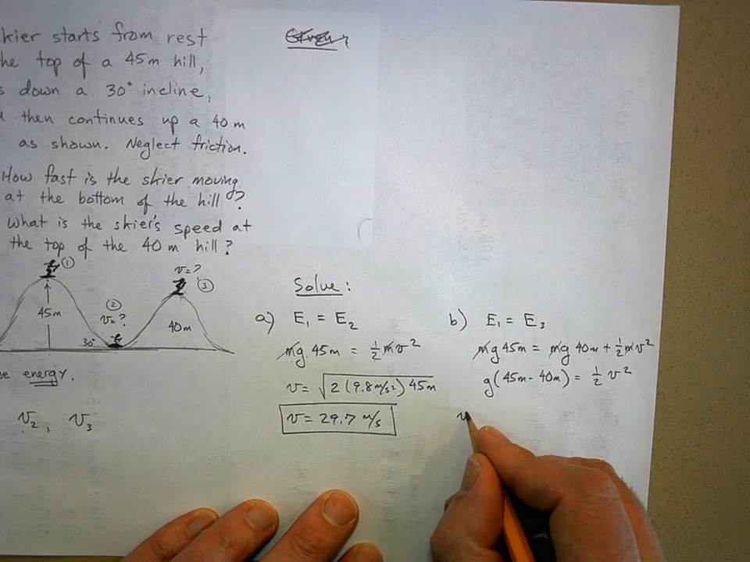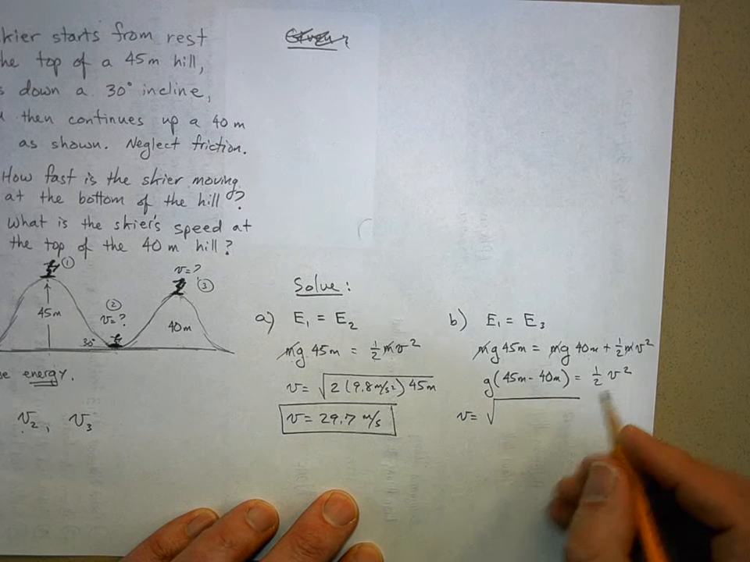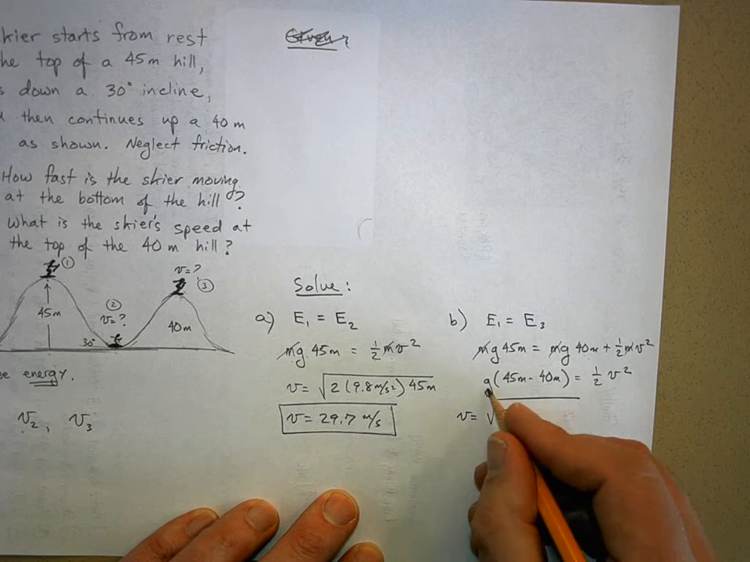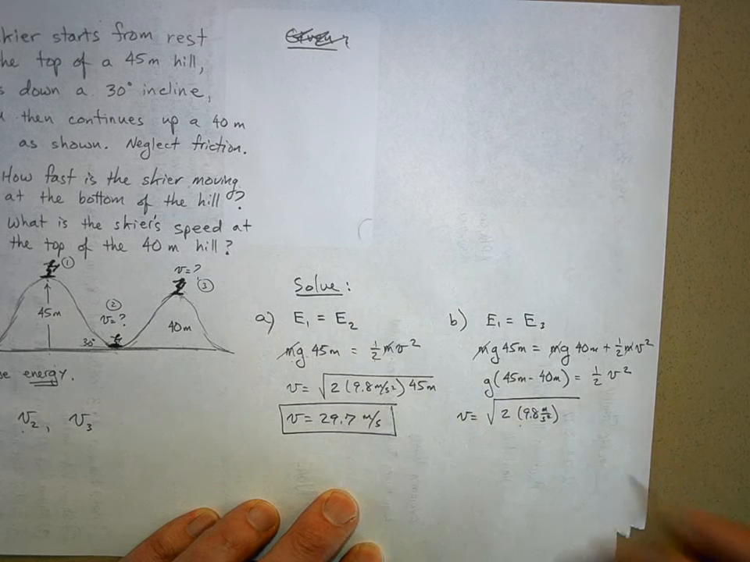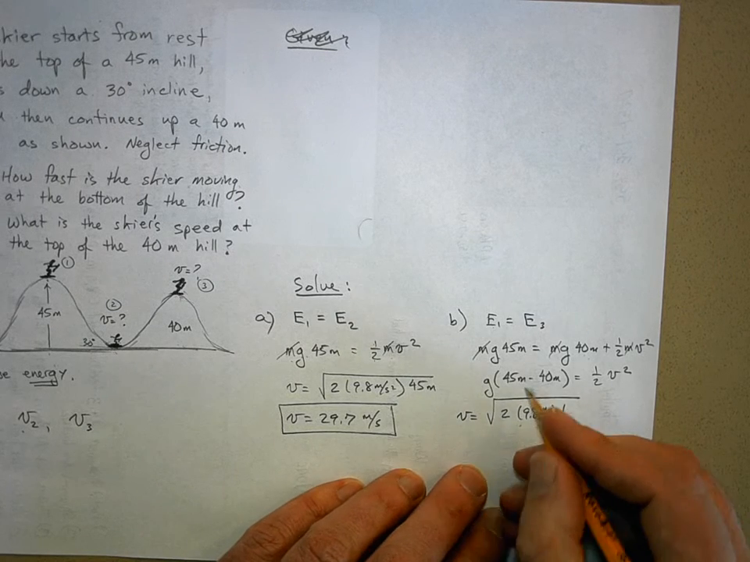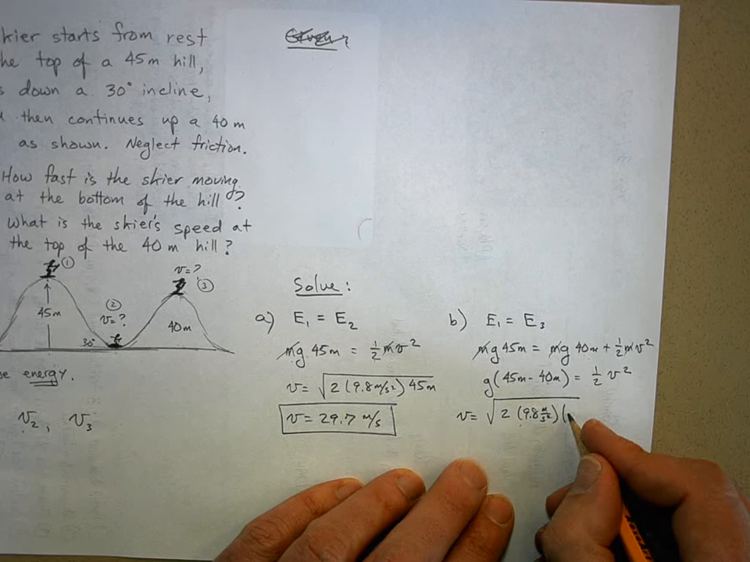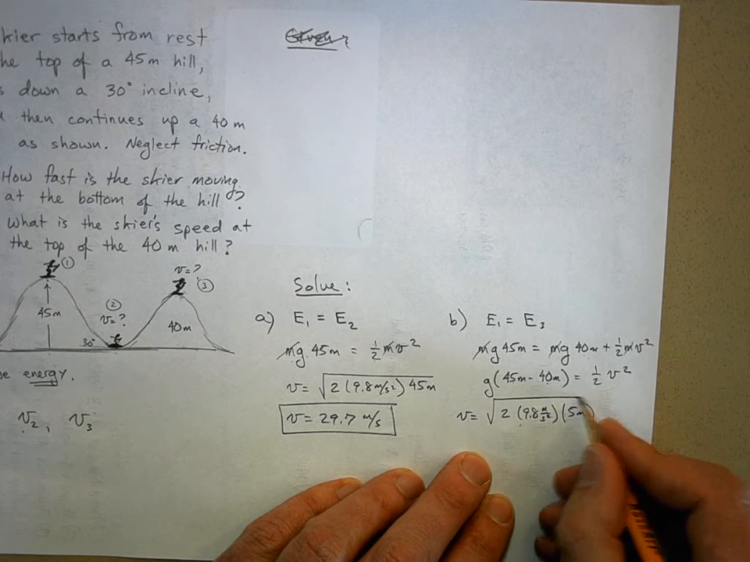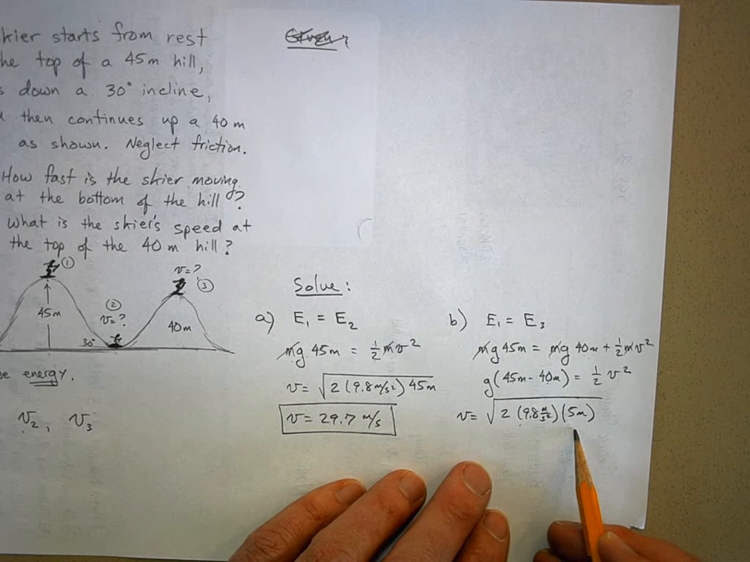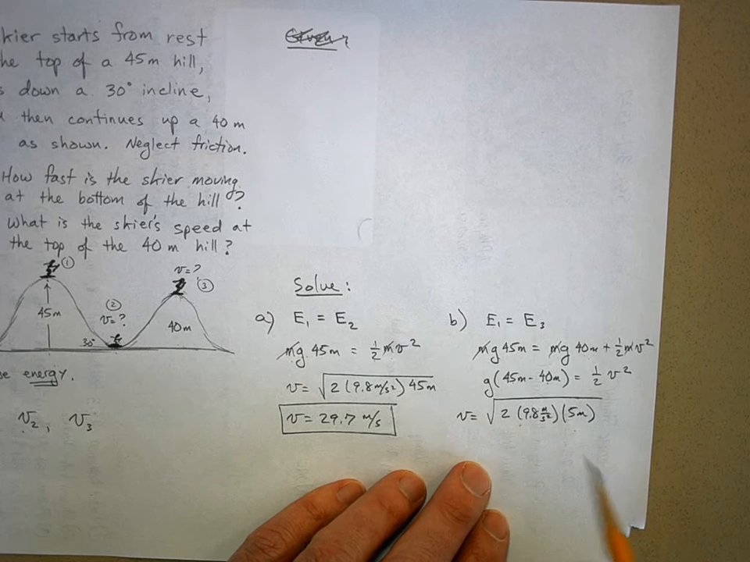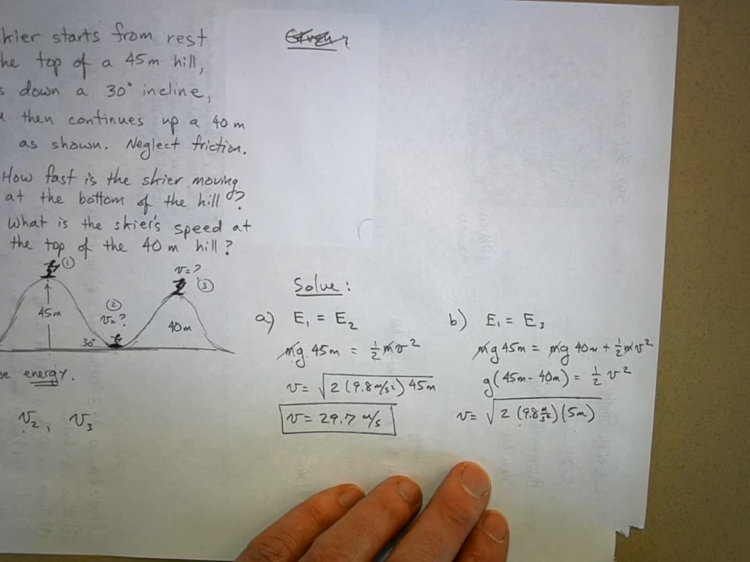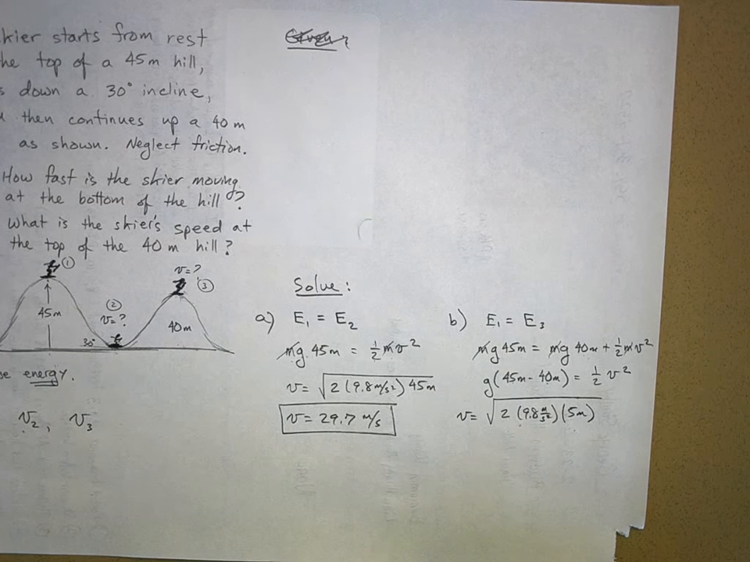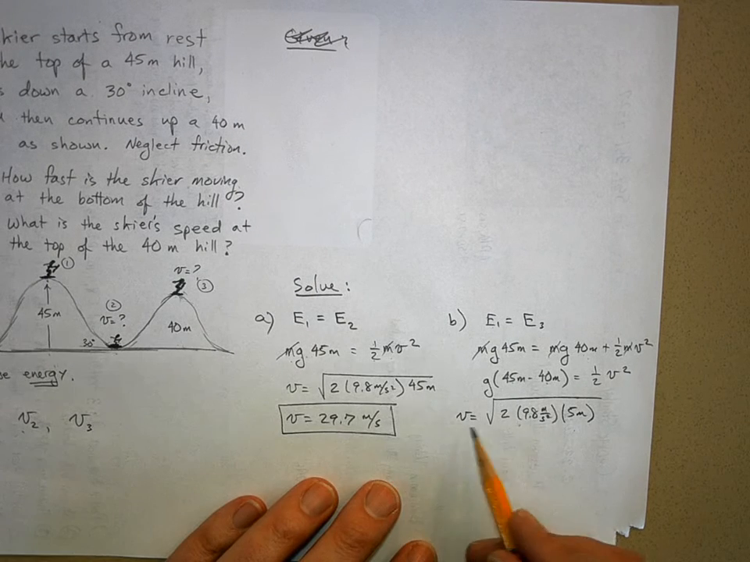So v is going to be equal to the square root of 2 times g, which is 9.8 meters per second squared, or newtons per kilogram, if you prefer. And then 45 minus 40 is 5 meters. Now this 5 meters is also the change in height, isn't it? We changed height by 5 meters. And so we lost that much gravitational potential energy, and so it became kinetic energy.